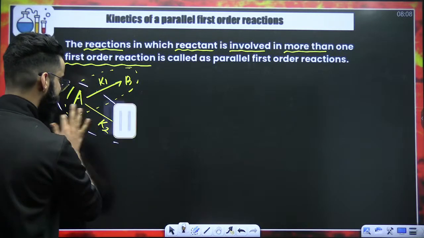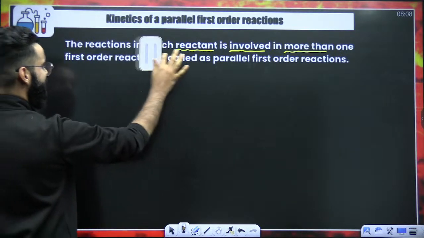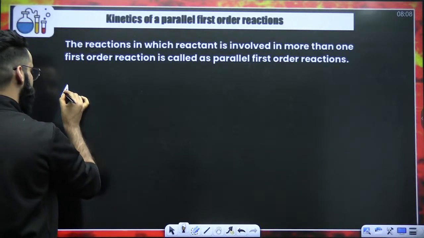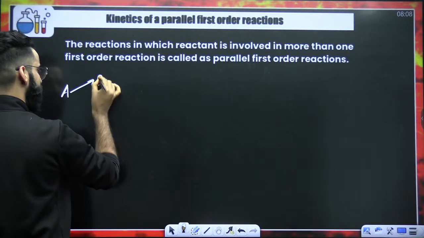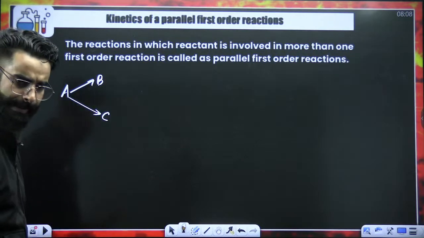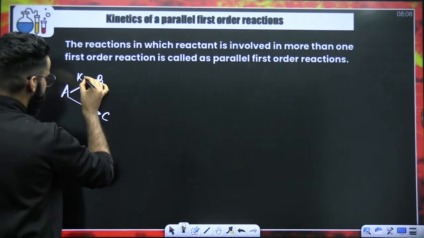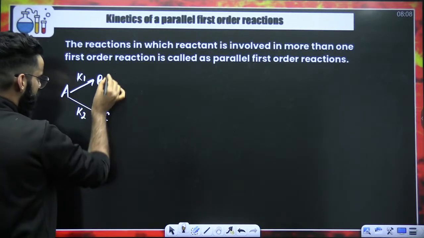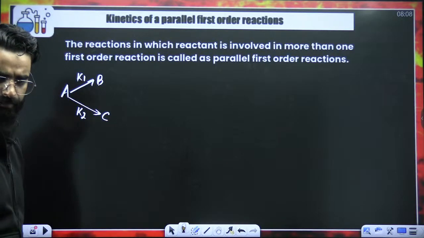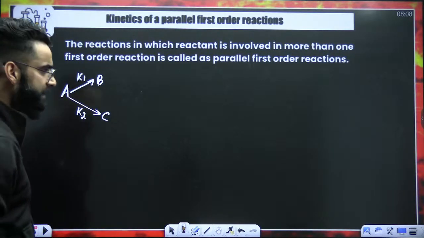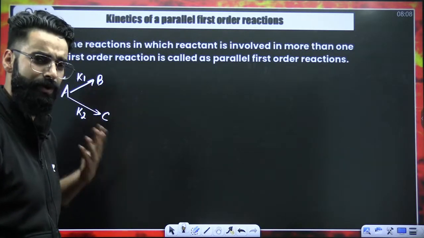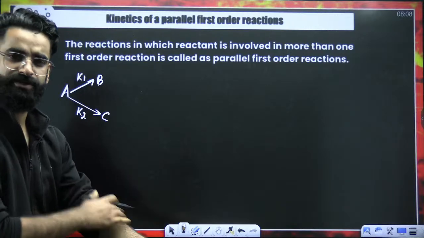So what is the parallel first order reaction? In which a reactant is involved in more than one first order reaction like this. For example, A gives B, this is one first order reaction, and A gives C, one more first order reaction. Let's assume the rate constant of this is K1, this is K2. Perfect. Now, guys, there are a few things which you need to remember. First of all, I'm not going to derive. I'll be giving the expressions, and I'll show you how to solve the questions with those expressions.